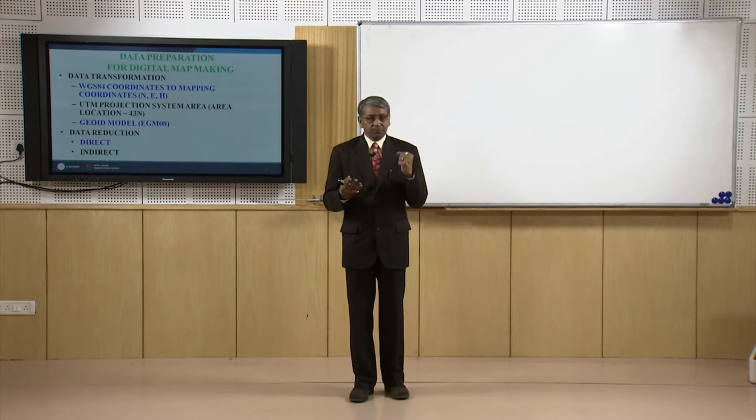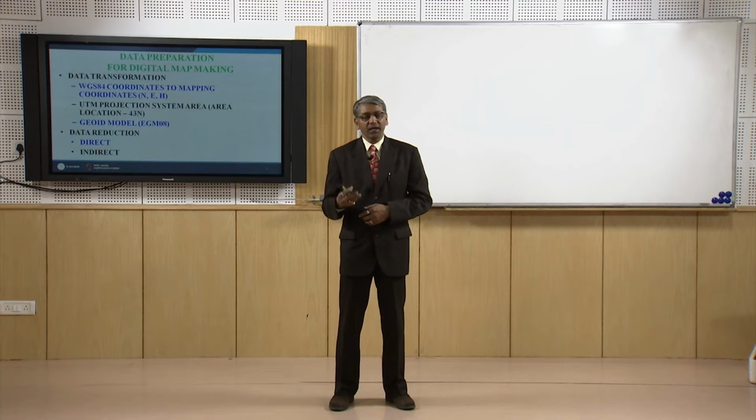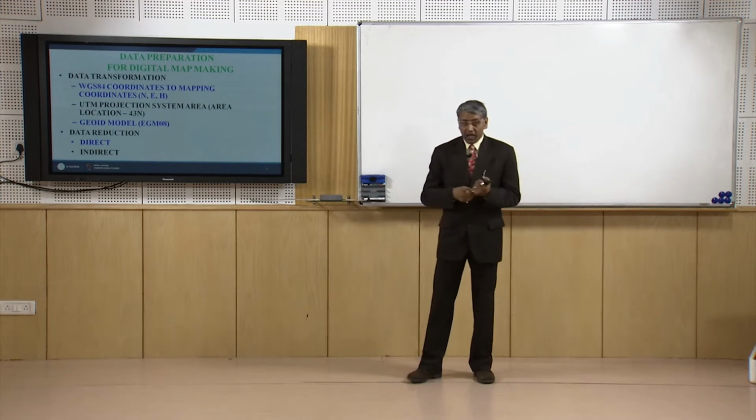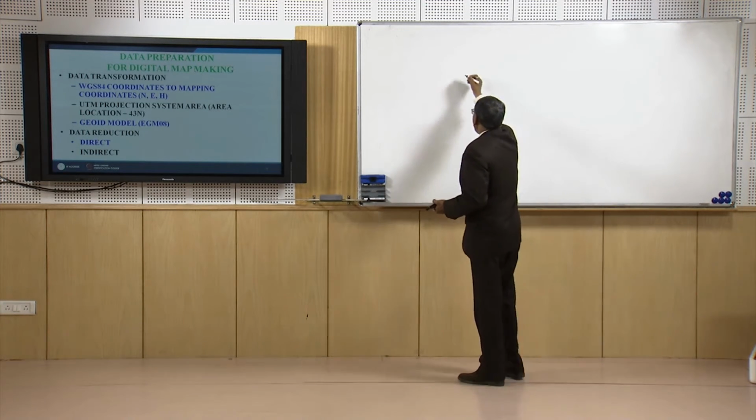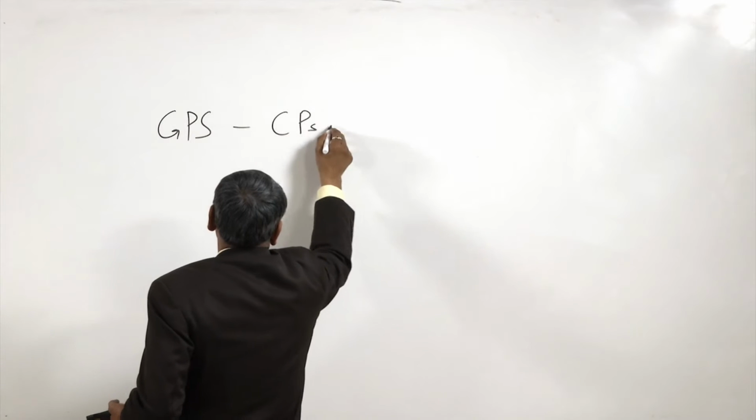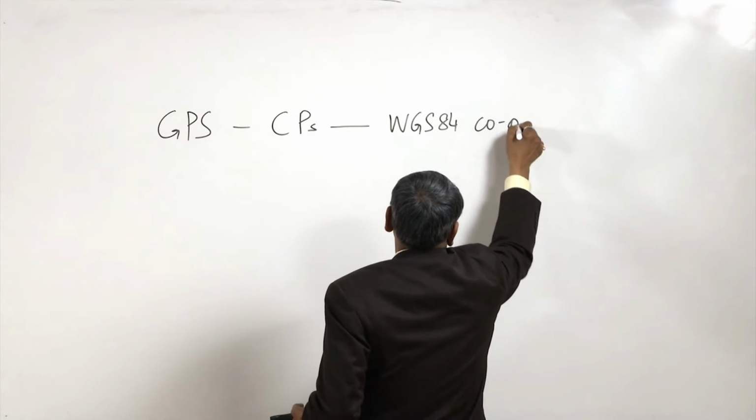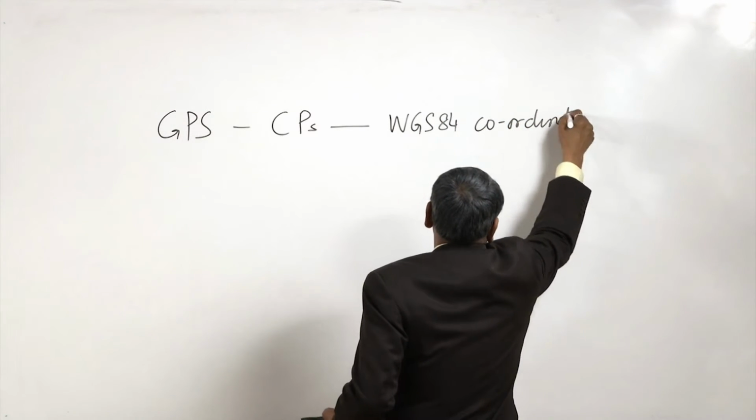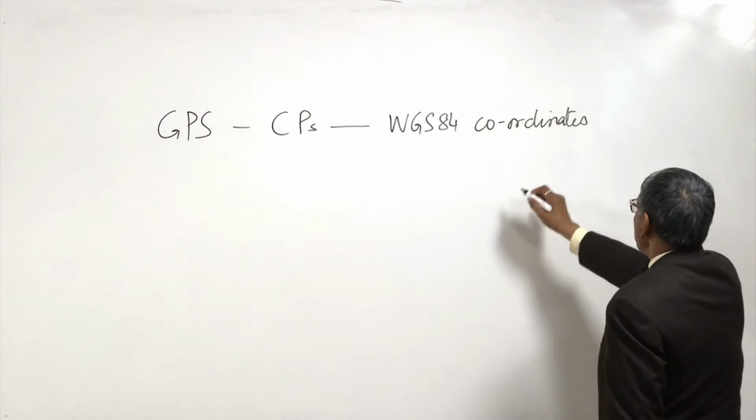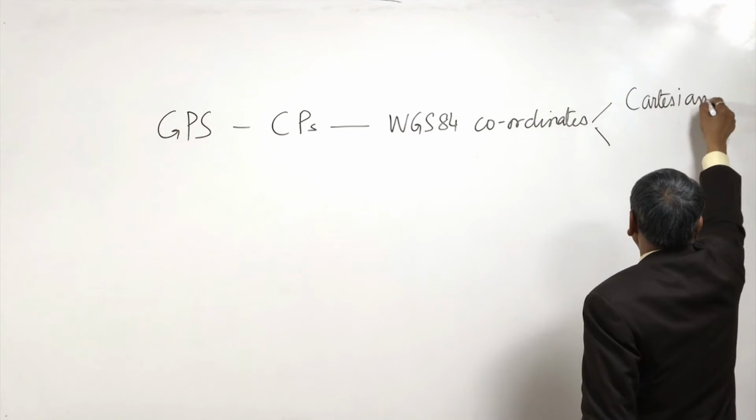Now the next part, what we did, we had made use of a total station to collect the location of many details along with the object's name. The procedure is that we should collect the GPS based control points, and that will be WGS 84 coordinates, and these WGS 84 coordinates, as I told you, may be Cartesian or geodetic.